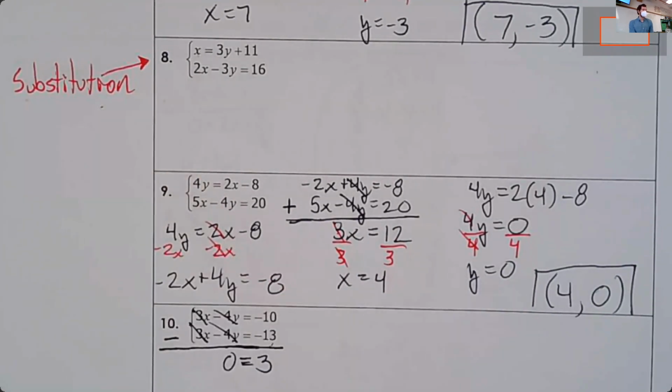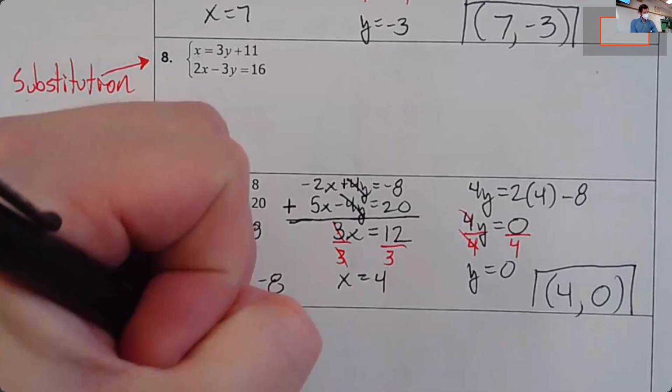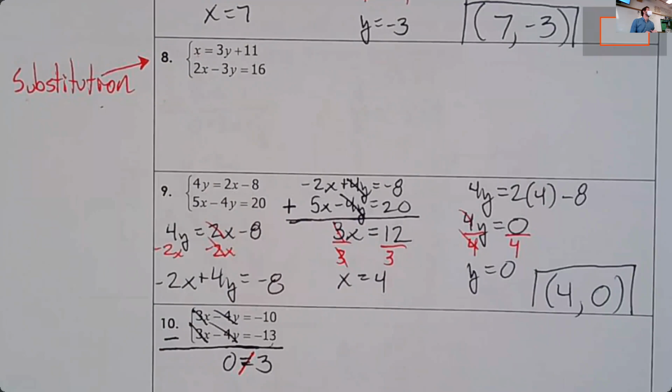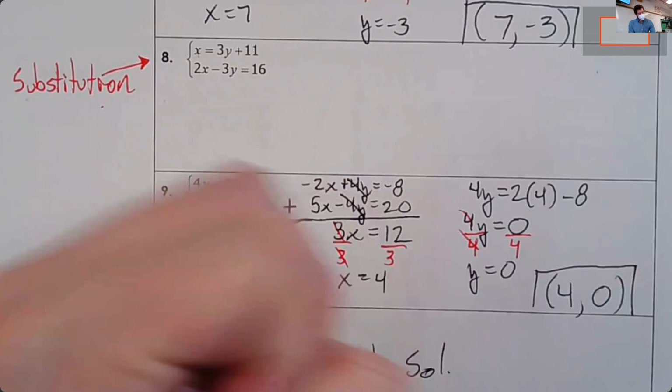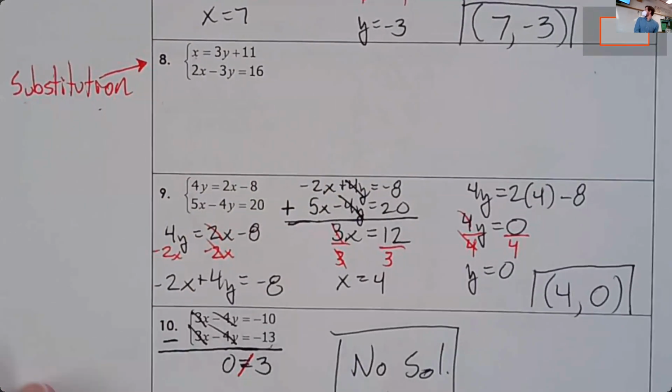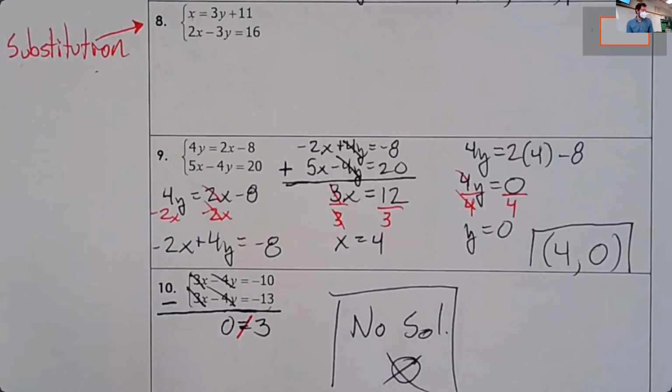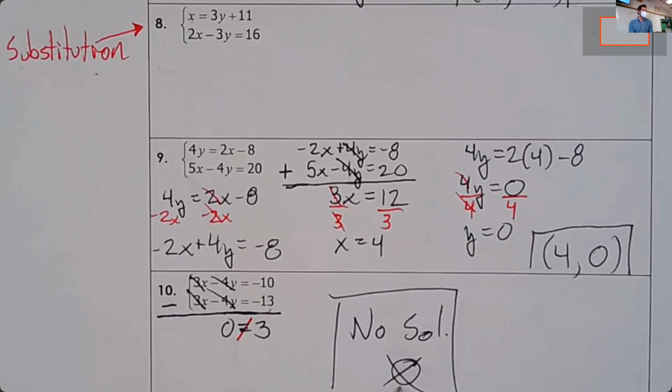So take a look. We've got 0 equals 3. Is that a true statement? No. All right, what's our answer then? The variables are gone. No solution. Good. If the variables cancel out altogether, and you have a false statement, you can either write no solution or you can do the 0 with the x through. Either way, no solution on number 10.